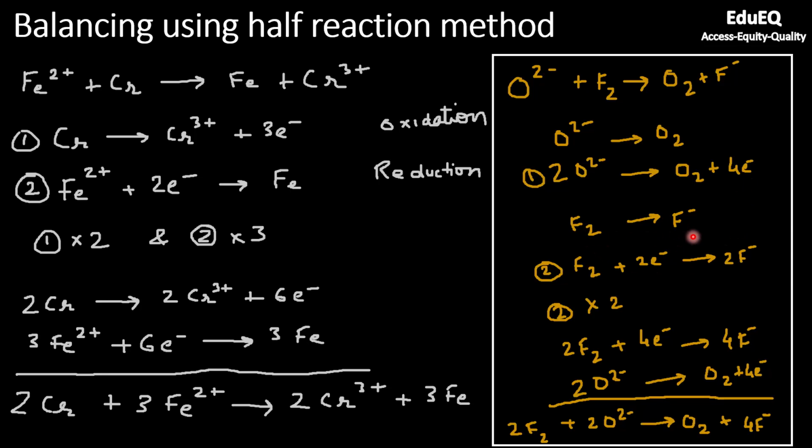Similarly, F2 is changing to F minus. Now first you have to balance fluorine. You have to add 2 here. Once you add 2 here, right hand side charge becomes 2 minus. So you have to add 2 electrons on the left hand side to balance the charge. But you see here you have 4 electrons, here you have 2 electrons. To make 4 electrons here, you simply multiply this reaction by 2. So that is what I have written. Multiply second reaction by 2 and then add both the reactions. So you will be left with 2F2 plus 2O2 minus, giving oxygen and 4F minus.